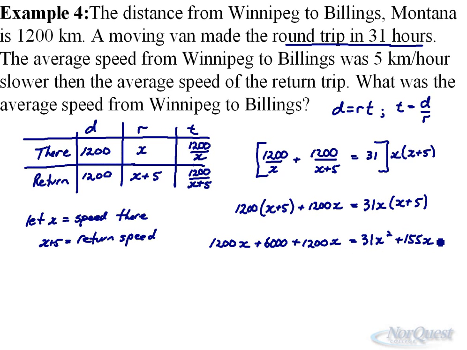So we're working with some really big numbers. You can see why we don't want to use factoring for something like this. Let's collect everything. Let's make this 0 equals 31x squared. We have 155, we have 1200 plus 1200, so we're going to go 155 subtract 155 subtract 2,400 to leave us with minus 2,245x, and our constant term will be minus 6,000.